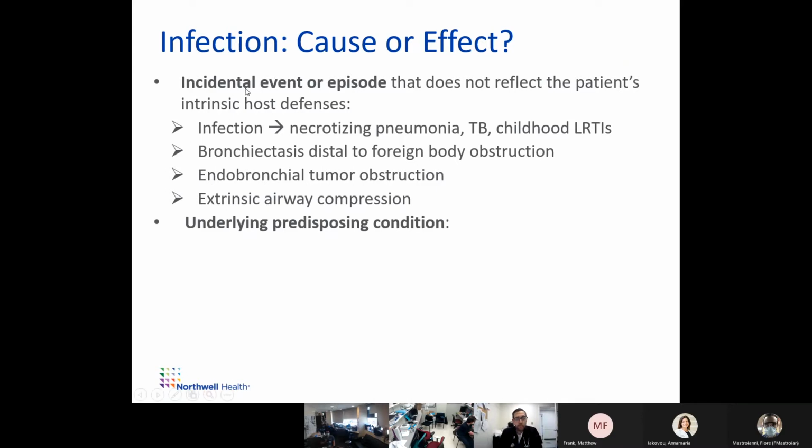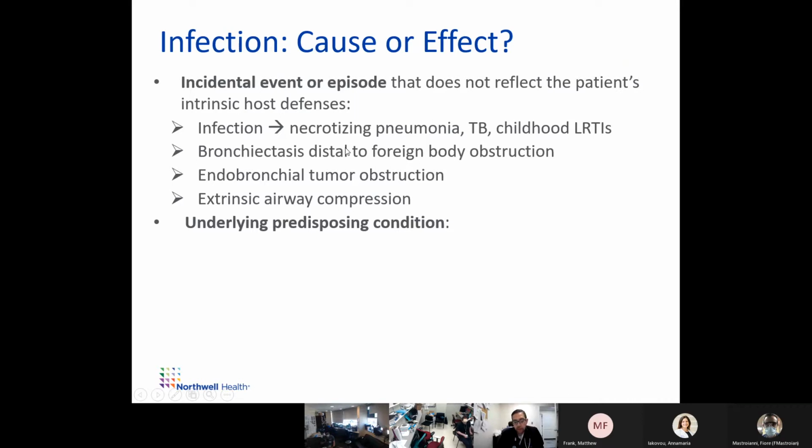So if infection is what causes the bronchiectasis, this is, for example, patients who have bronchiectasis due to childhood pneumonia or childhood tuberculosis or recurrent childhood infections. Or this is when you see the localized or focal bronchiectasis due to foreign body obstruction or endobronchial tumor obstruction or extrinsic airway compression. Then there are other patients that develop bronchiectasis because of their underlying predisposing conditions.